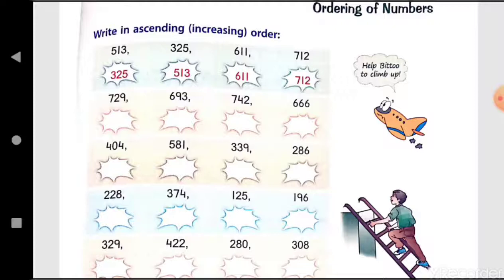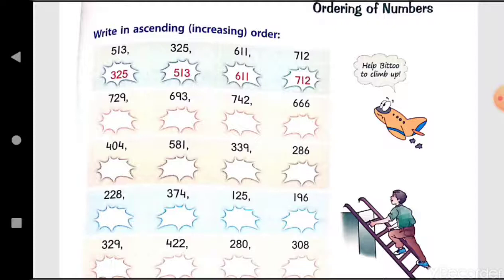So first number would be 325. Next is 5. So 513 would be the next number. Then comes 6. So 611 would be the next number. And last would be 712. So this was an example. Now you have to write the numbers in increasing order.